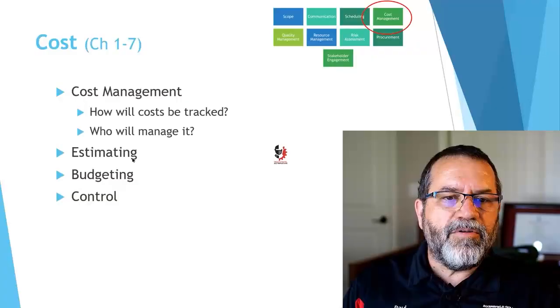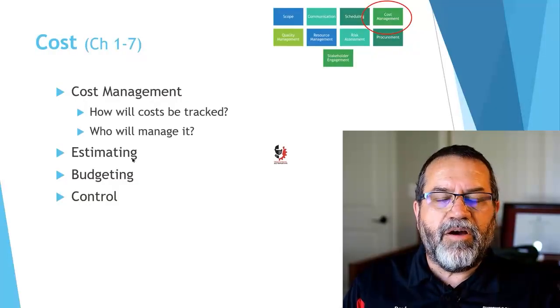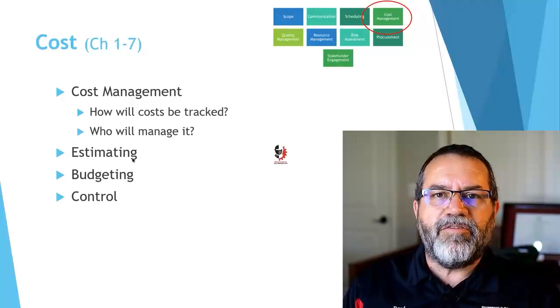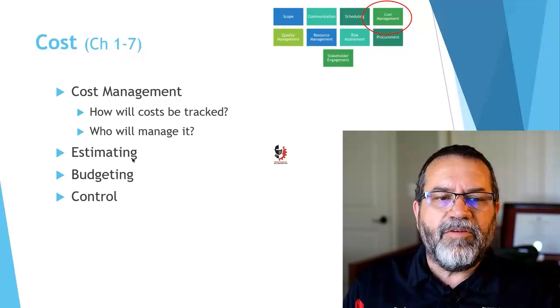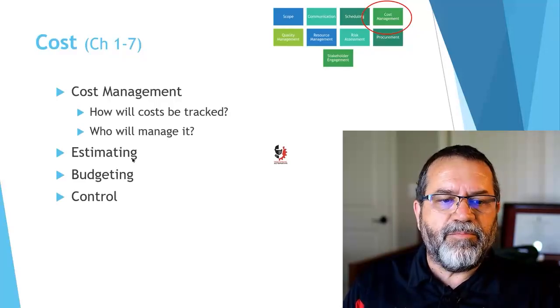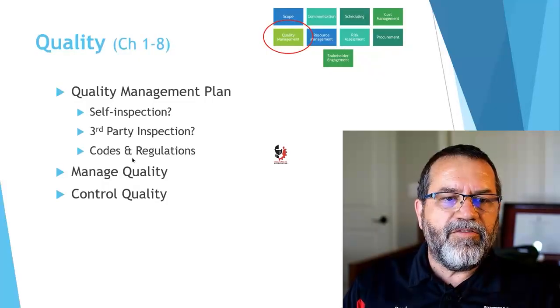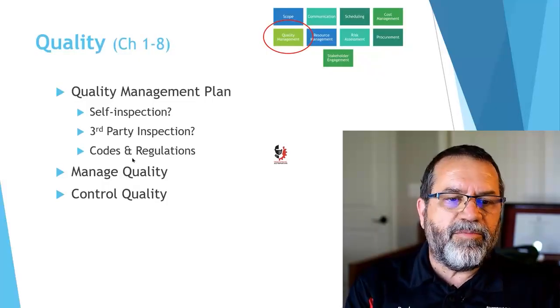Cost is very important. You have to have a management plan for your cost. How are the costs going to be tracked? Who's going to manage it? Is the project manager going to do that? Or maybe on a bigger project, you have a finance department that's going to manage the costs. You have to create estimates during the planning phase. You have to create budgets and you have to control your costs. Quality has to be managed. How are you going to ensure that the quality is the level that you're expecting?